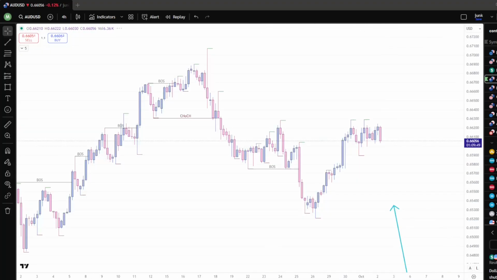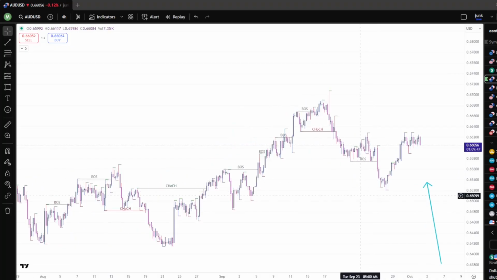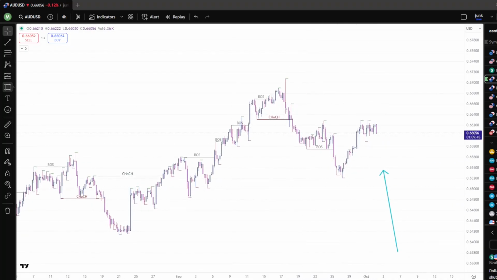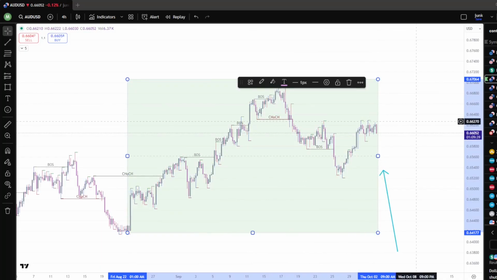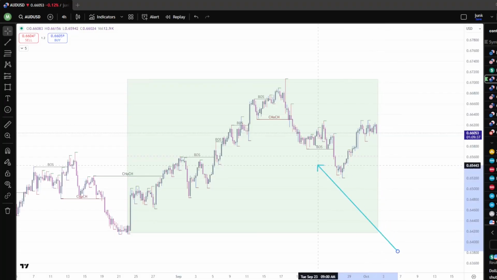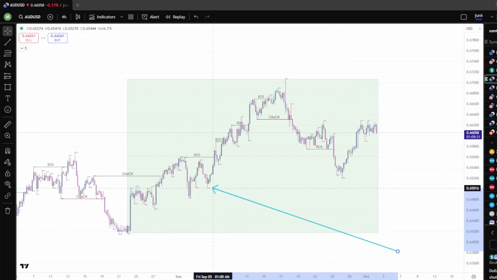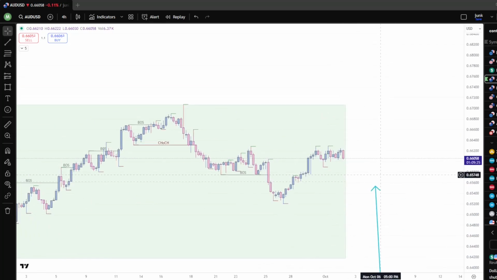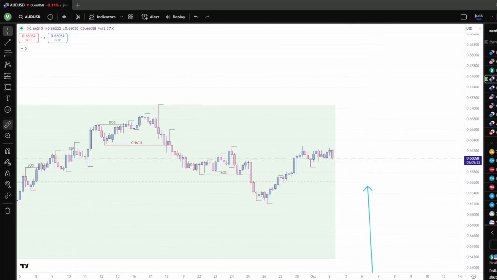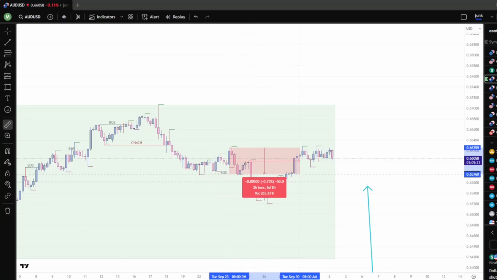AUD USD, let's go map out the current range. Of course, we were saying this could have been forming the higher low from these lows. There's still liquidity sitting under these lows, but from this point buyers stepped back in, and we're waiting to see what happens when price came back into this area of demand to sell.